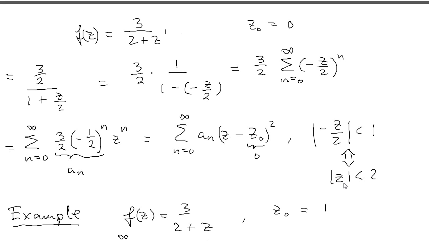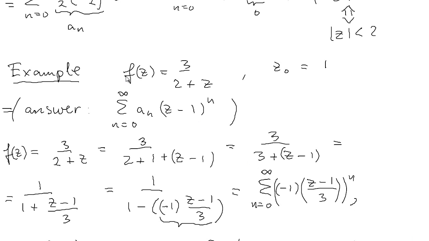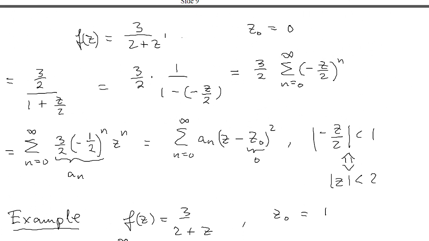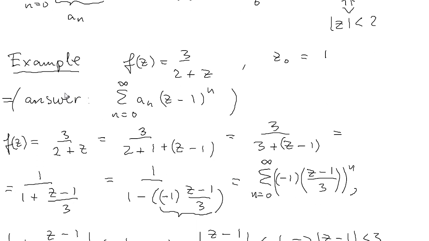So this is just a disk with center at z equal to 0 and with radius equal to 2. Let's also consider another example, the same example but where z0 is equal to 1 instead of 0. So in this case we want the following answer. We want the following series expression. z0 is now equal to 1, so the Taylor series should look generally like this. So let's keep this in mind.